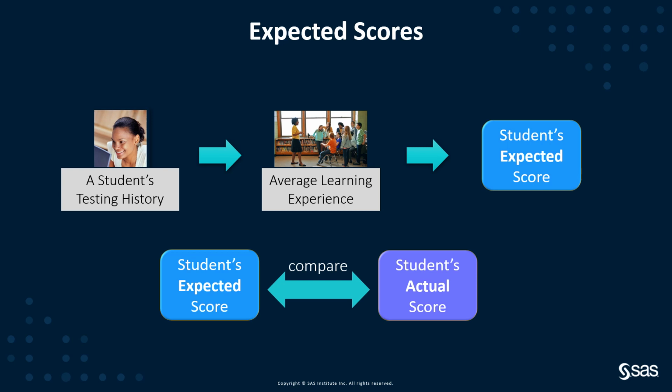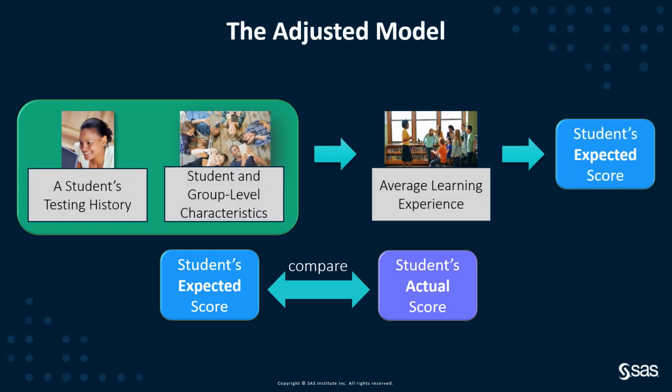We can use students' entire testing histories, that is, their prior performances on standardized assessments, to predict how they're likely to do on any given STAR assessment. Beginning with the 2022-23 analysis, EVAAS is also calculating an additional model, referred to as the adjusted model, that considers several student-level and group-level characteristics, in addition to students' prior assessment histories.